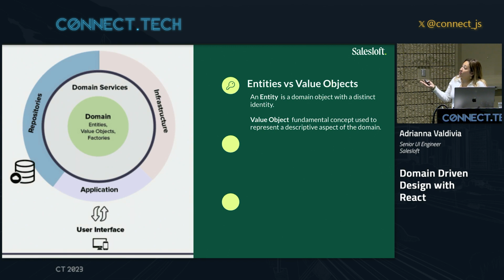And then the comparable one is value objects. Value objects don't change their state. The properties on them can change their state, but they don't equate to something with an identity.